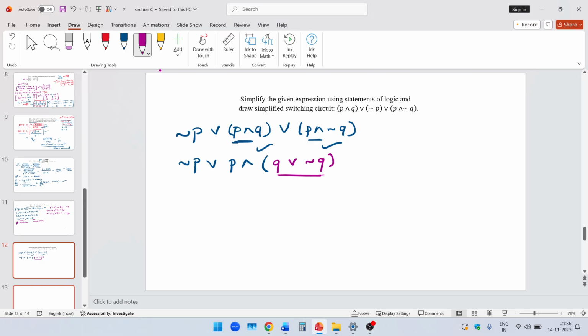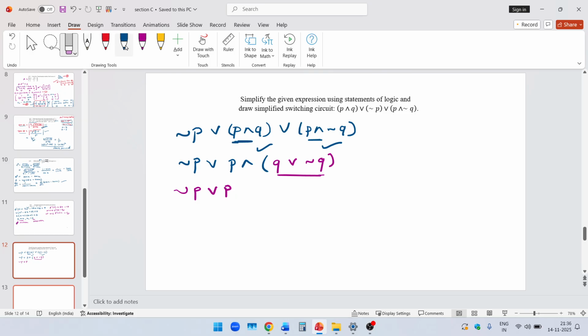Now we know what is q or negation q. If any of the inputs is opposite to the first one, and we have an OR logic, then the answer is always true. So it will be negation p or p and true. True is like multiplying with 1. The answer will be p or negation p.